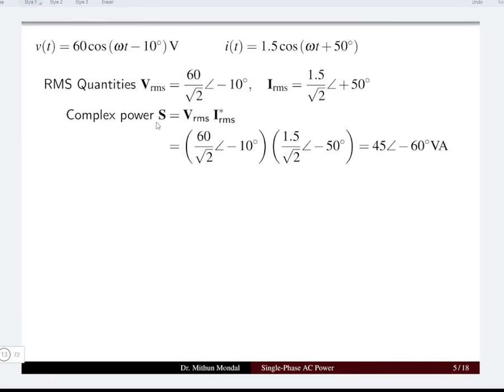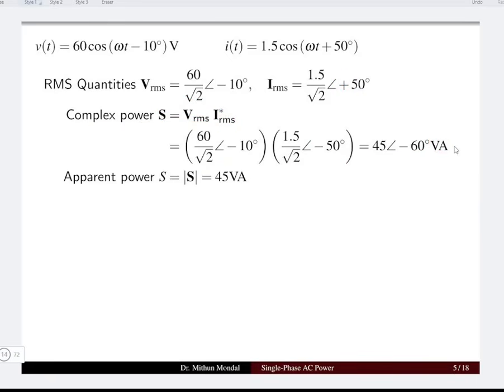So the complex power formula is Vrms into Irms conjugate. We have a conjugate here, which means that the sign of the angle of the current will be reversed. So we will be putting the values of Vrms and Irms. Now the sign is reversed for Irms conjugate. We are getting 45 angle minus 60 degree, and the unit is volt ampere. So the complex power has the unit volt ampere.